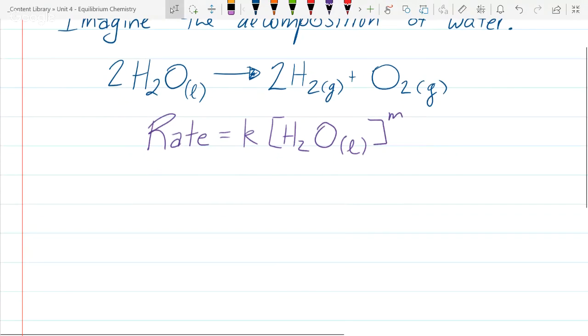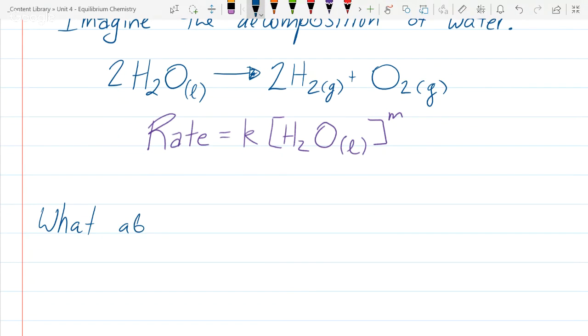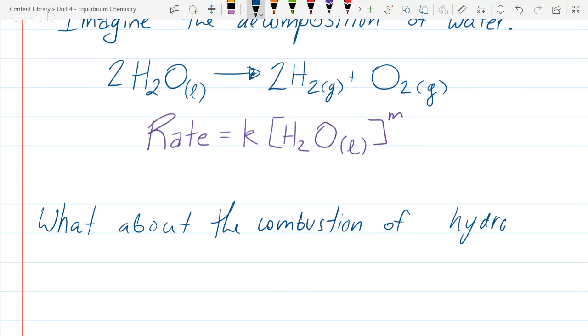Here's the problem. What about, let's do a different reaction. Let's do the combustion of hydrogen. Write that reaction out for me, and write a rate law below it, please. I want you to do the combustion of hydrogen gas, and below it, write a rate law.